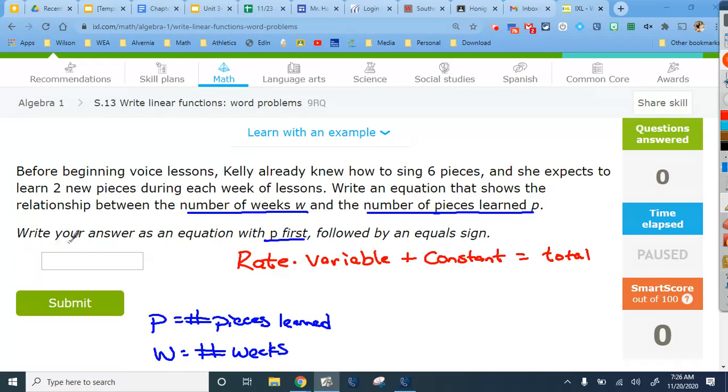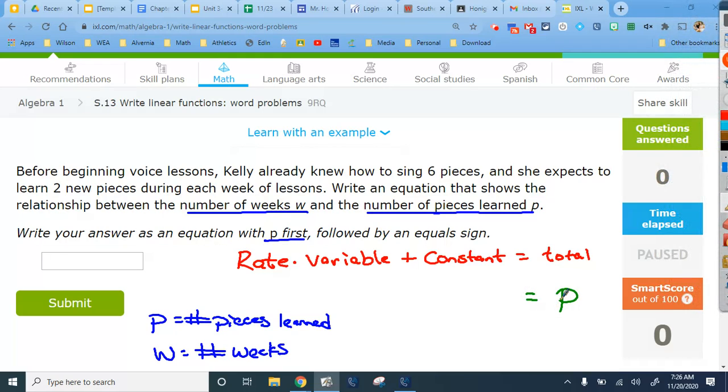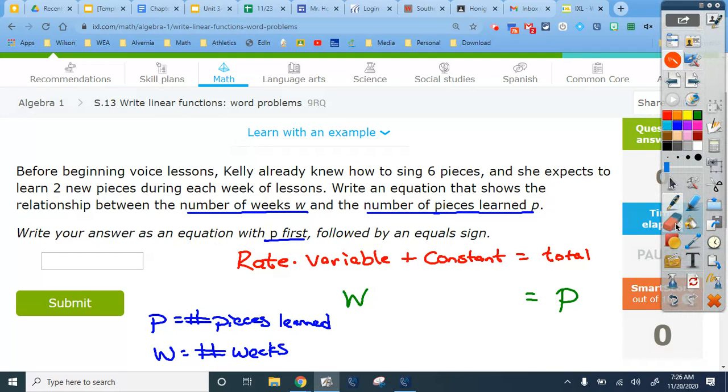Well, it actually tells me here: write the answer as an equation with p first, followed by the equal sign. What that implies is this p is going to be my total over here. So I'll write this in green. I'm just going to use the same structure, and then we'll rewrite it in the structure that they want. Which means then my variable w will come over here. So we're just going to insert it, substitute it in for w, the variable that we don't know. So that's the first piece.